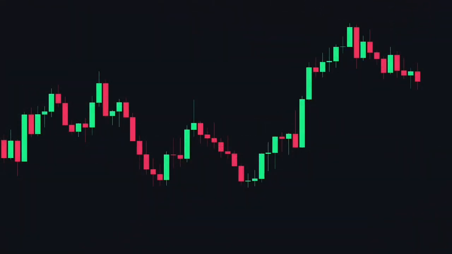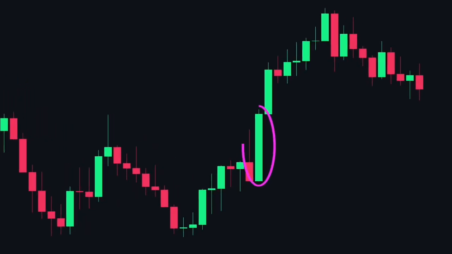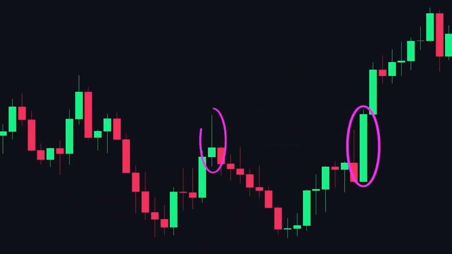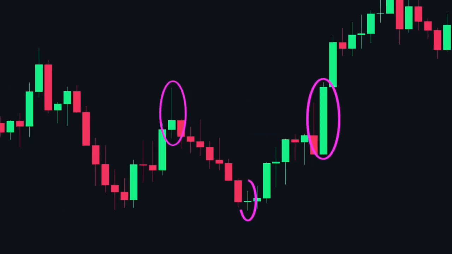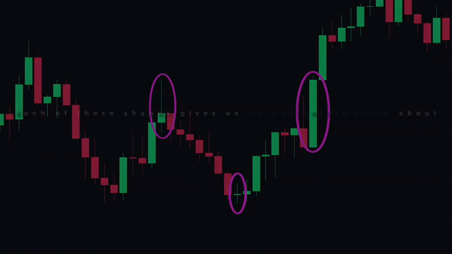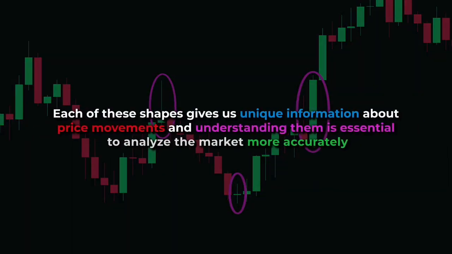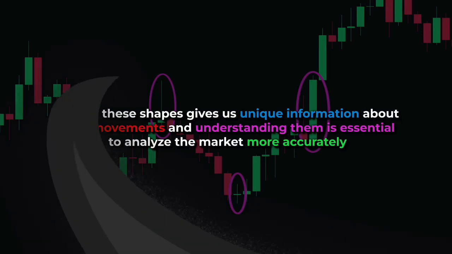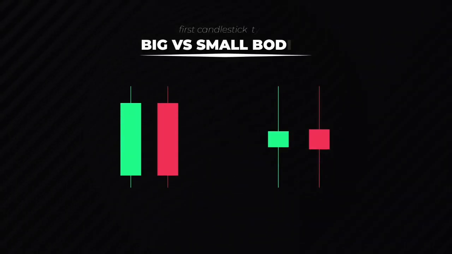When we look at a chart, we'll notice that candlesticks come in various shapes. Some have larger bodies, others have longer wicks on one side, and some have small bodies with short wicks. Each of these shapes gives us unique information about price movements, and understanding them is essential for price action traders to analyze the market more accurately.